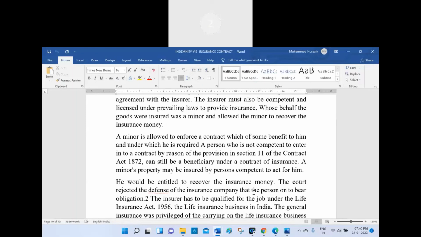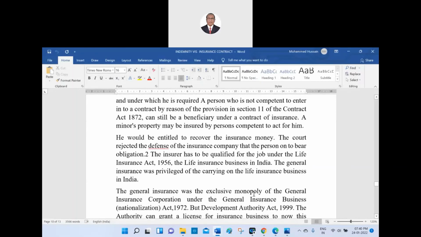A minor's property may be insured by a person competent to act for him. So he would be entitled to recover the insurance money even though he is not a party to the contract and does not have the capacity to make the contract, but still he is the beneficiary of the contract. Hence, he can claim the insurance money even though he is a minor.